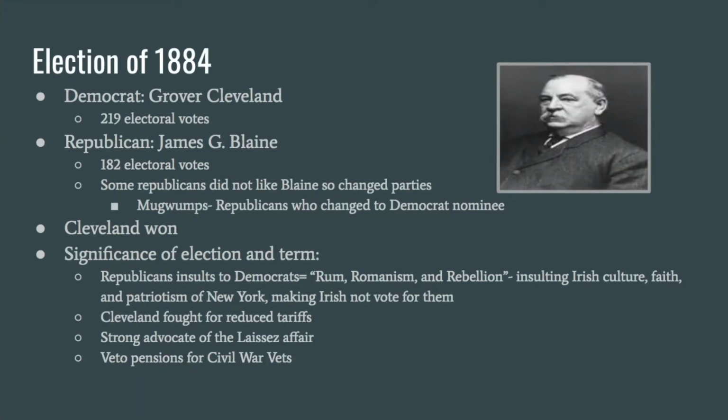In the election of 1884, it featured the Democratic candidate Grover Cleveland, who had 219 electoral votes, versus the Republican candidate James G. Blaine, who only had 182. Some Republicans didn't like Blaine, so they changed parties, and they became known as the Mugwumps, Republicans who backed the Democratic nominee. Cleveland won, and the significance of this election was that Republicans insulted Democrats as the party of Rum, Romanism, and Rebellion, which insulted Irish culture, faith, and patriotism in New York, making Irish people not vote for them.